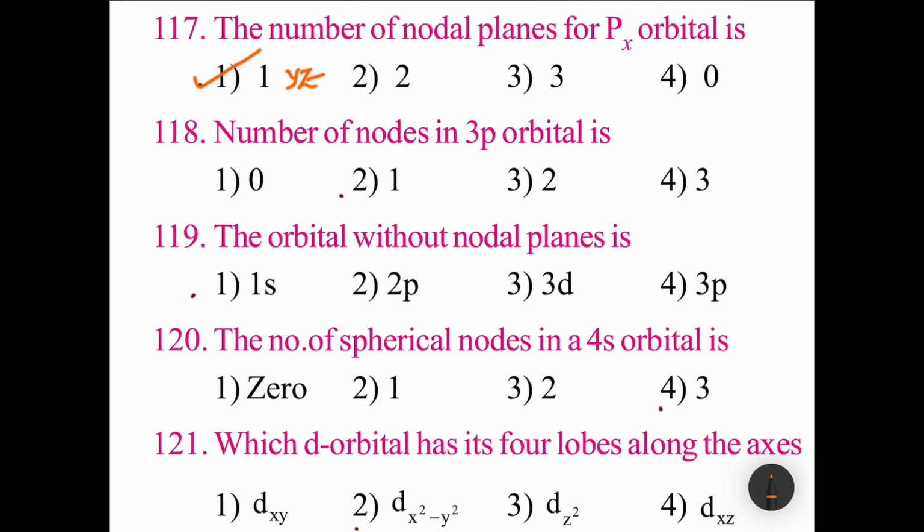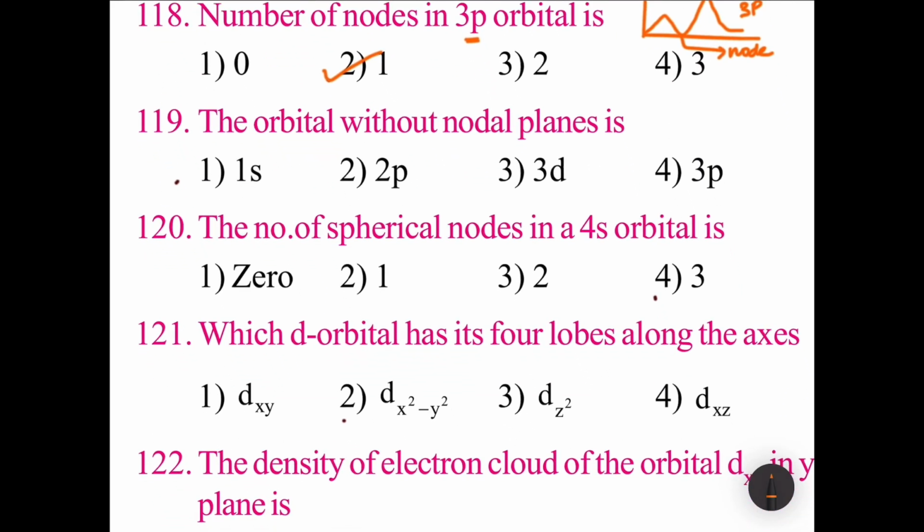Number of nodes in 3p orbital. For every p orbital, there will be one node. For 3p orbital, sorry, this is for 2p orbital and this is for 3p orbital. And this is the nodes. For every p orbital, there is one nodal plane. For 2p orbitals, no nodes. For 3p orbital, this is the one node.